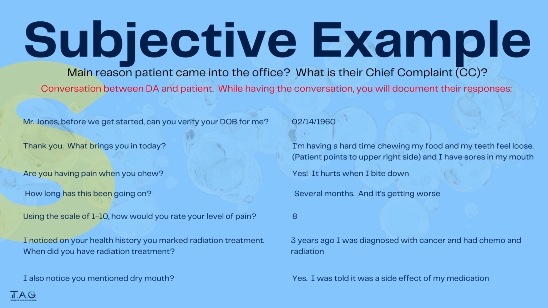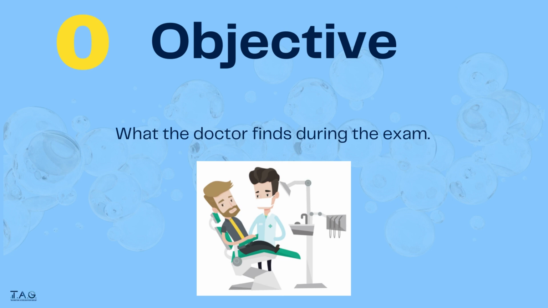they're at an 8. So the dental assistant continues and says, listen, I noticed on your health history you marked radiation treatment. When did you have the radiation treatment? And the patient says, 3 years ago, I was diagnosed with cancer and I had chemo and radiation. The dental assistant says, I also noted that you made mention of dry mouth on your questionnaire. And the patient says, yes, I was told that it's a side effect of my medication that I'm on. So, of course, you're going to list those medications so that the doctor can see what the medications are.